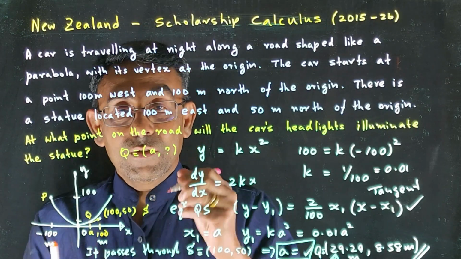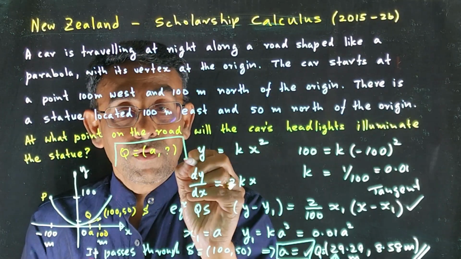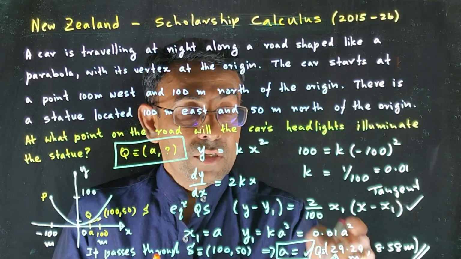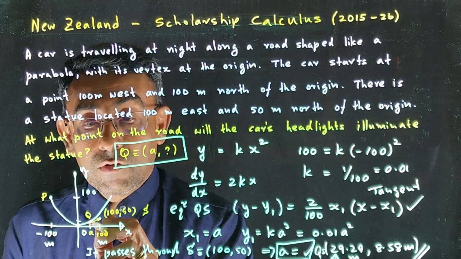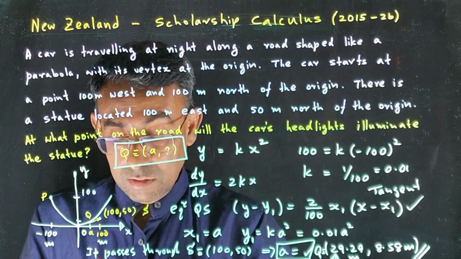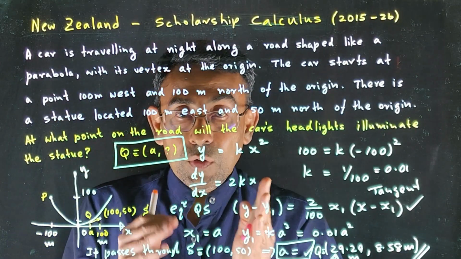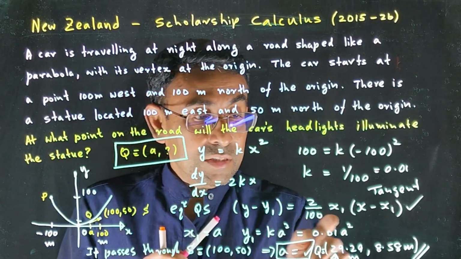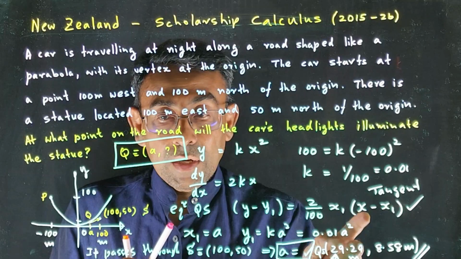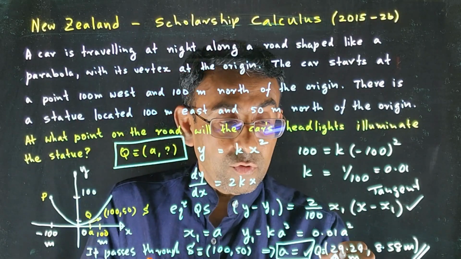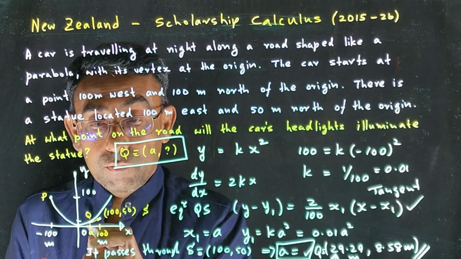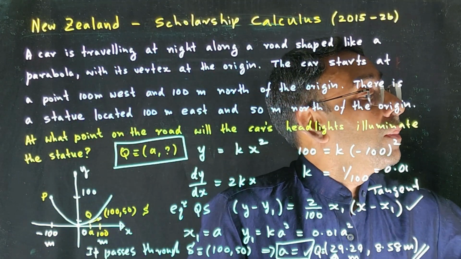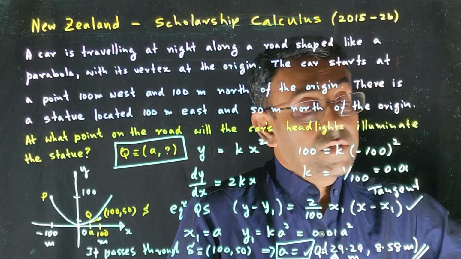So that is the value. You can find the coordinate of Q. Once you get the value for a, you can find the value of y, which is 8.58. So basically the car will be a little bit below the statue. One thing you should bear in mind: because this is a quadratic equation, once you solve it you might get two values for a. One is 29.29, which is below here, and the second one you will get is a high value, 170.71.